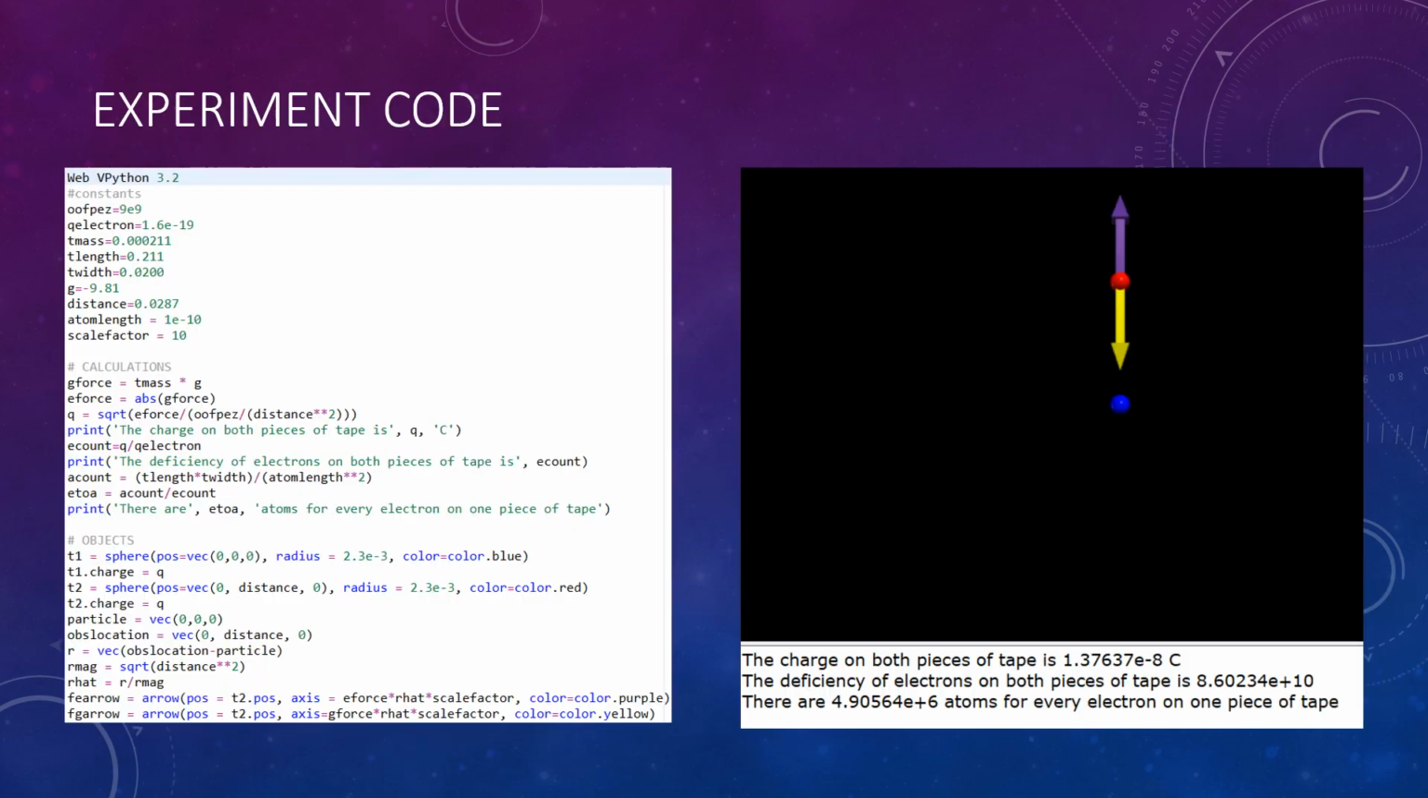Code for my experiment: it takes in values that I recorded, such as the tape's mass, length, width, and the distance between the tapes when it started floating. It outputs the values of the charge on both pieces of tape, the deficiency of electrons on both pieces of tape, and the ratio between the atoms to the electrons on each piece of tape. And it does this by calculating the electric force on each tape needed to cancel out the gravitational force on each piece of tape, shown here.